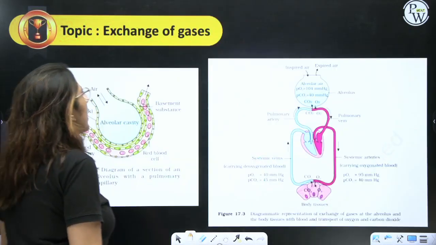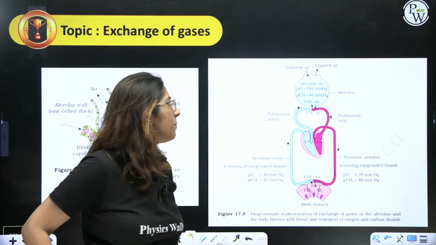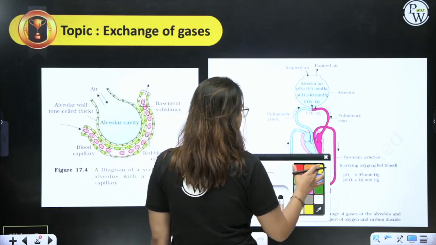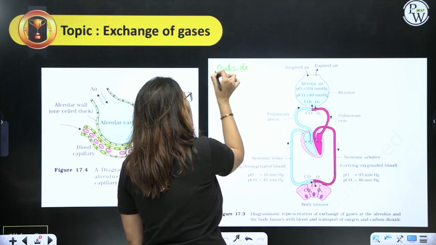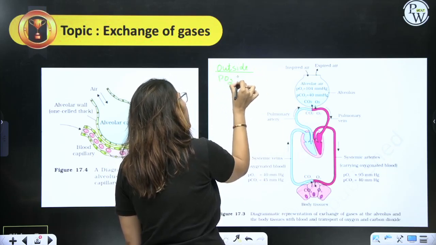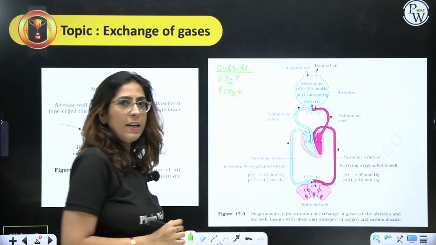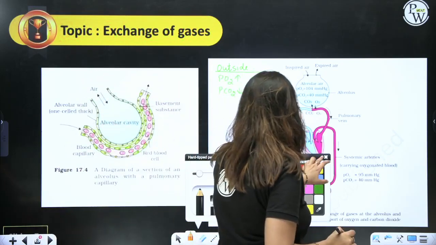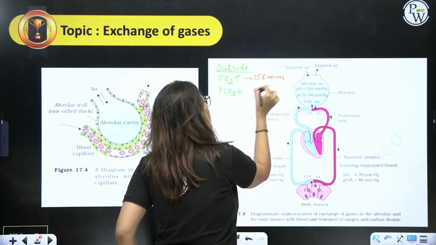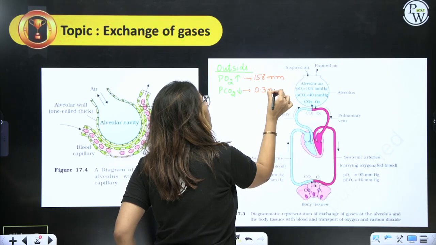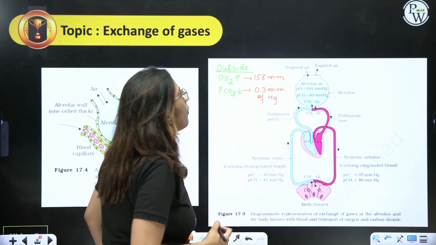Moving on to the next, exchange of gases. I told you so many times that exchange of gases occurs because of the change in partial pressure. In the outside environment, the partial pressure of oxygen is high, whereas the partial pressure of carbon dioxide is comparatively less. You know how much it is? PO2 is 158 mm of Hg, and PCO2 is 0.3 mm of Hg. Very, very less. Because of the change in the partial pressure, we inhale.